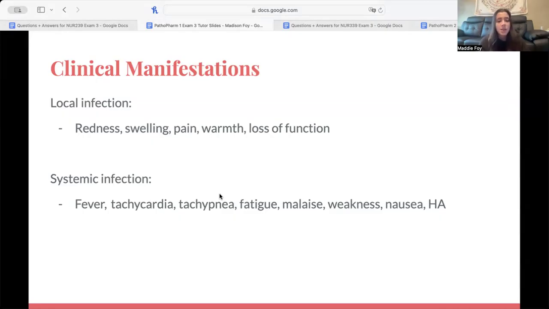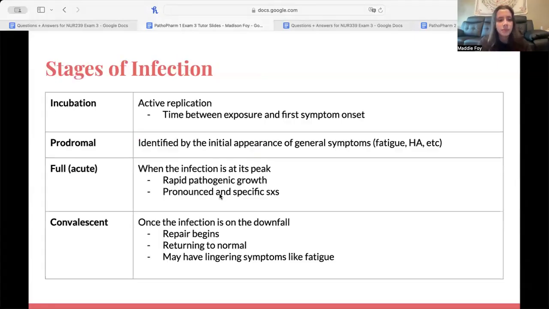And then a systemic infection, again, super similar to systemic inflammation. This is when you're going to see the fever, tachycardia, tachypnea, fatigue, malaise, weakness, nausea, vomiting, headache, all those types of general symptoms. So you might see those with something like strep throat setting in, or even something like sepsis or bacteremia, an entire body infection.